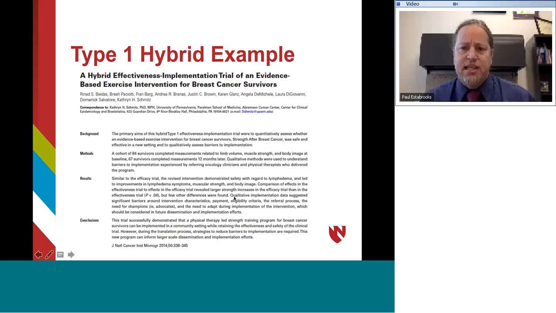And then when you look down here, the second part of the results talk about their qualitative implementation data and talks about the barriers around intervention characteristics, payment, eligibility criteria, referral process, the need for champions, and the need to adapt the intervention during implementation, all as issues that could arise when someone is trying to take this type of intervention into a typical clinical practice. So there's not a whole lot of difference from the type 1 from an effectiveness trial, with the exception of a whole lot of work in collecting qualitative, descriptive, and sometimes even quantitative information on the implementation.